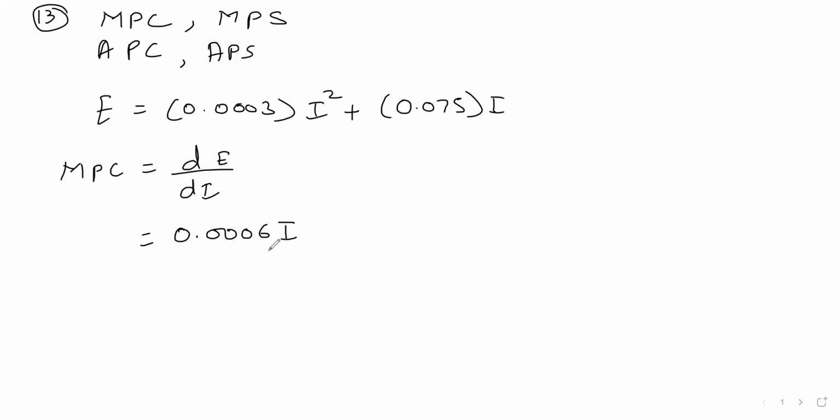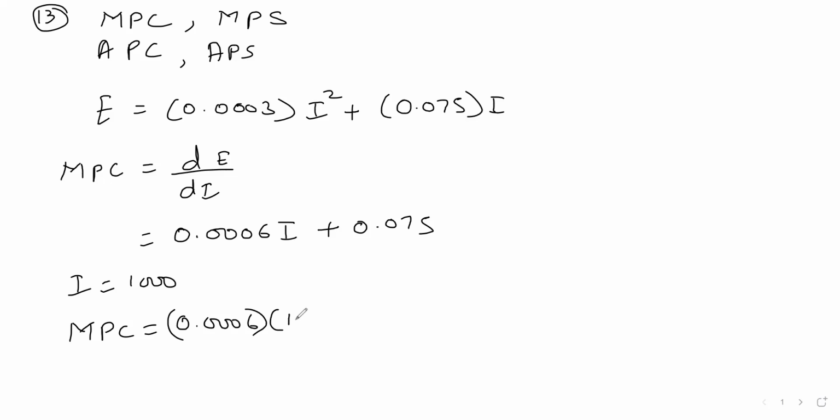2I into 0.0003 will be 0.0006, plus 0.075. I is 1000. So marginal propensity to consume is 0.0006 into 1000 plus 0.075. This is 0.6 plus 0.075, that is 0.675. This is MPC.